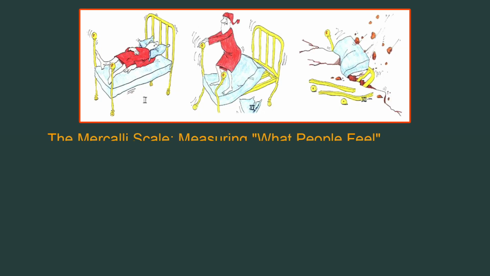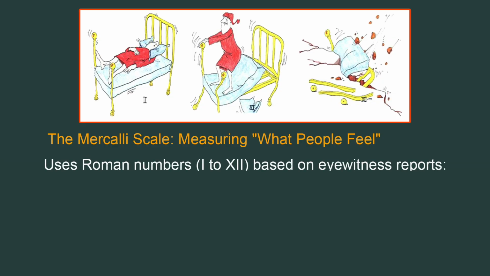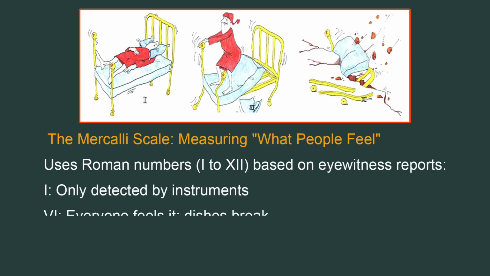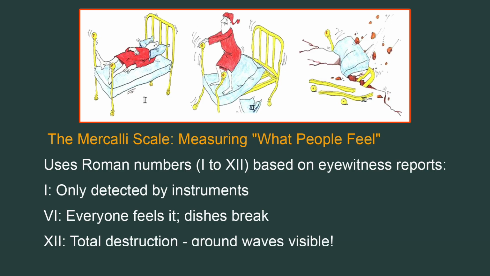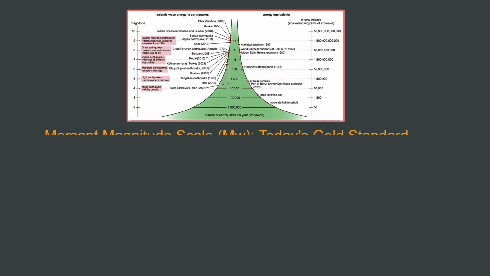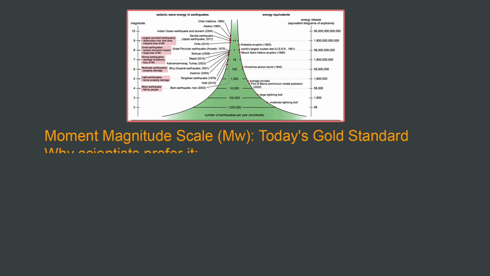The second one is the Mercalli scale, measuring what people feel. This uses Roman numerals 1 to 12 based on eyewitness reports. For example, at I it is only detected by instruments, at VI everyone feels it and dishes break, at XII there is total destruction and ground waves are visible. Another one is the moment magnitude scale, today's gold standard.